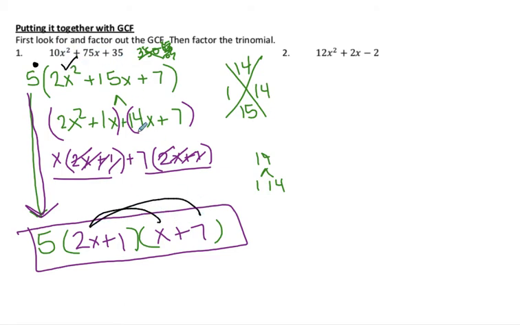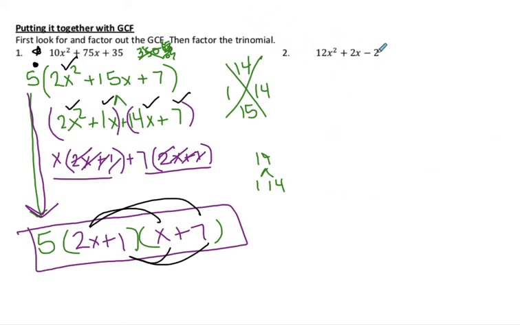2x times 7, oops, sorry, I'm checking here. Here's my 14x. 1 times x, there's my 1x. 1 times 7, there's my 7. If I want to go all the way back to the beginning, I have to multiply those back in to get back here. 2 times the 5 gets me the 10. 5 times the 15 gets me back to 75. And 5 times 7 gets me back to 35. This is the hardest we could get in this unit as far as looking at factoring. This has a GCF and we had to split the middle term.